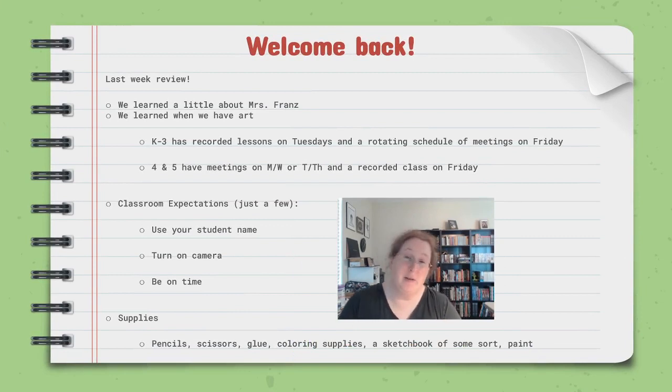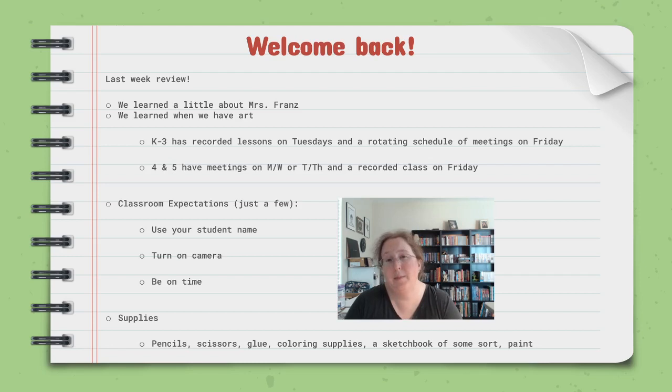So we're going to review a little bit about what we did last week. We first started with learning a little bit about me. Then we learned about when we have art. Kindergarten through third grade gets an art lesson posted on Tuesdays, and then there's a rotating schedule of Zoom meetings on Fridays. Fourth and fifth grade have Monday through Thursday meetings on Zoom, with fourth grade being Monday and Wednesday, and fifth grade being Tuesday and Thursday. And any class that didn't come to see me gets a recorded lesson on Friday.